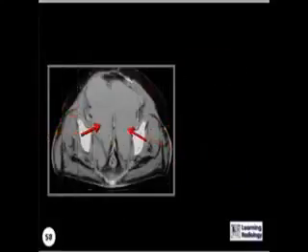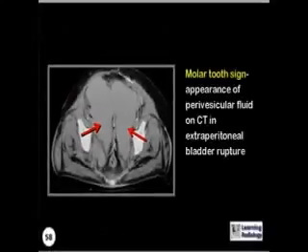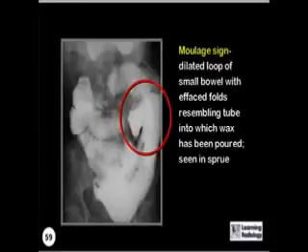What sign is demonstrated here? This is the molar tooth sign, which is the appearance of perivesicular fluid on CT in usually an extraperitoneal bladder rupture. What sign is demonstrated in this disease? This is the moulage sign, which is a dilated loop of small bowel with effaced folds resembling a tube into which wax has been poured. It's seen in sprue.